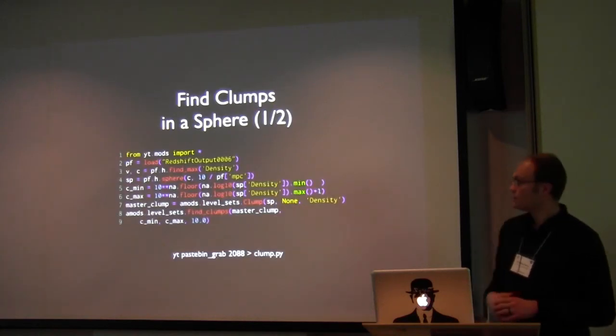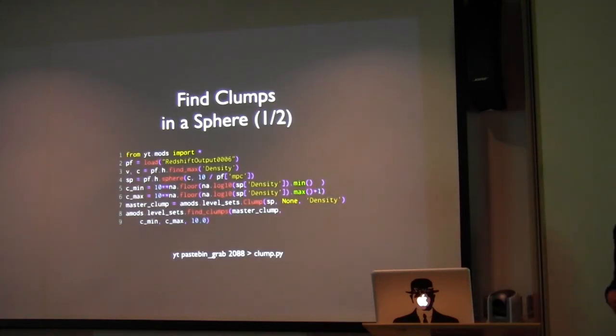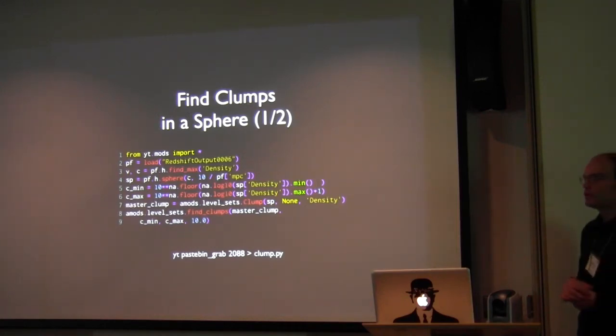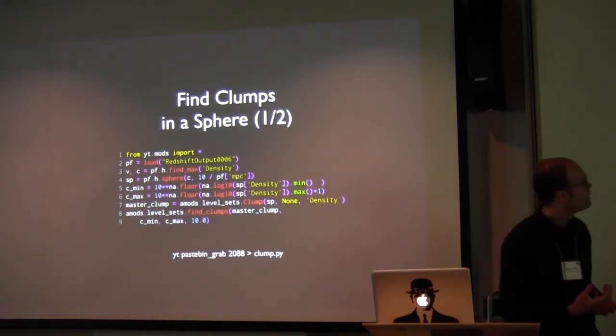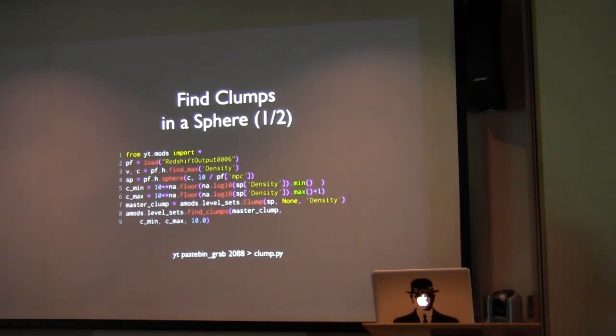Just like I said, Britton will cover this in more detail, but in this script I'm setting up clump finding in a sphere. So on line 3, I find the densest point in my simulation. On line 4, I make a sphere around it. Then on lines 5 and 6, I find the range of densities inside that sphere, but I set them to even values of 10, which is what I'm doing with the floor command.